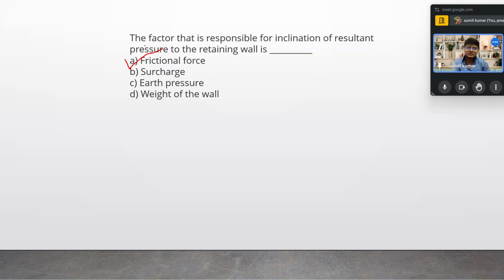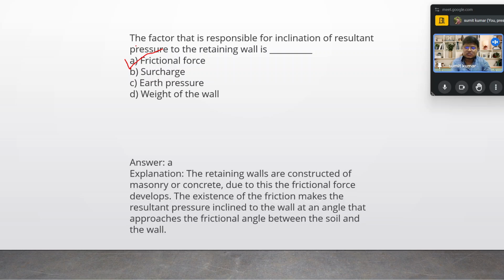I think so. Correct. There will be no doubt up to here. So we will move ahead. And okay, the explanation is also here, in which it says that the retaining walls are constructed of masonry or concrete. Due to this, the friction force develops, and the existence of the friction makes the resultant pressure inclined to the wall at an angle that approaches the friction angle between the soil and the wall.